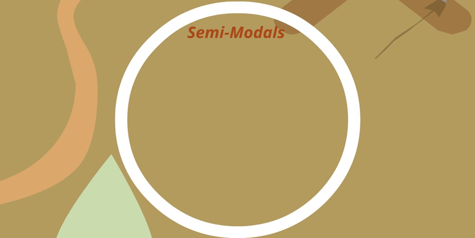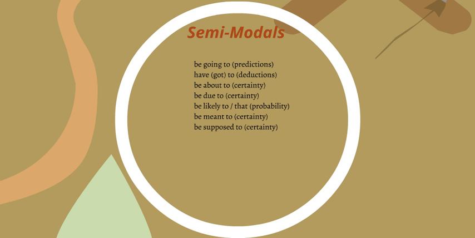So the semi-modals we can use in this category include be going to, to make predictions. We've seen this. Have to or have got to make deductions, which are much more deductions that really come from outside the speaker, from society, from the community, from the rules, from the law. Be about to, be due to deal with certainty. Something is about to happen. Something is due to happen. It gives a high level of certainty.